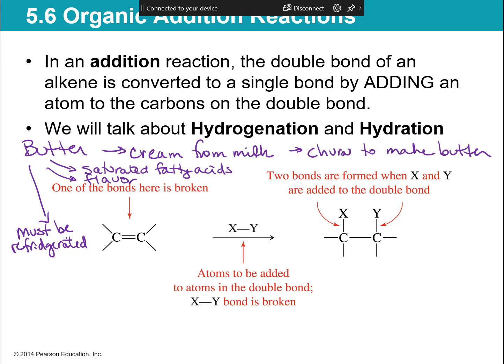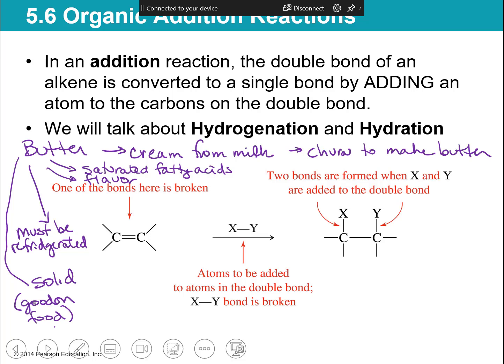So butter had a good, positive aspect. It's normally a solid at room temperature, so we like this. It's easy to put on toast. It's good to put on your baked potato and let it melt in. It's good on your food. It's got a good flavor. You have to refrigerate it, and it's got a shorter shelf life.